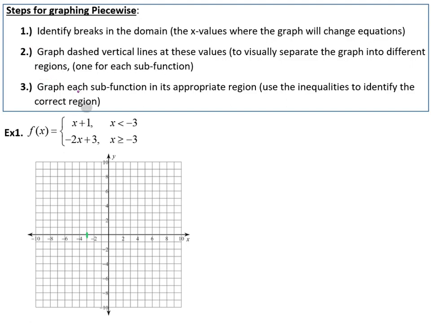Okay, step 2 says, now that we've identified the breaks, or in this case singular break, graph a dashed vertical line at these values. And this is just going to visually separate our graph into two different regions. Okay, so we're going to graph in our dashed vertical line. Okay, that's where the break in our domain would be, and the dash part means it's not technically part of our graph. Okay, then graph each subfunction, that's what we call these different parts, in its appropriate region. Use the inequalities to identify the correct region. Okay, now generally if these are written correctly, it should be top to bottom goes left to right. So hopefully this is in the correct order.